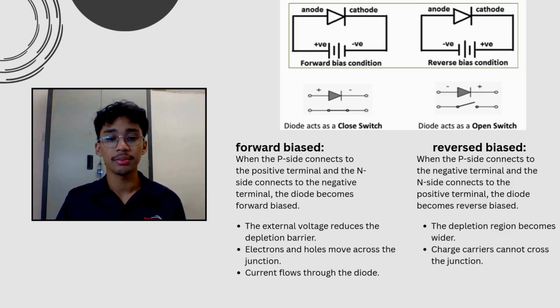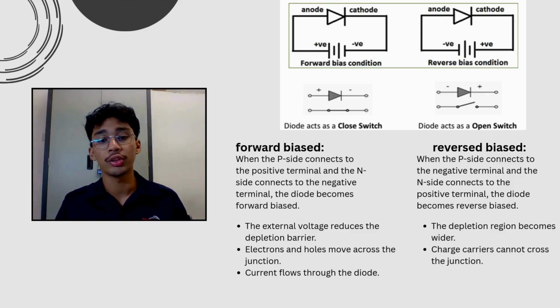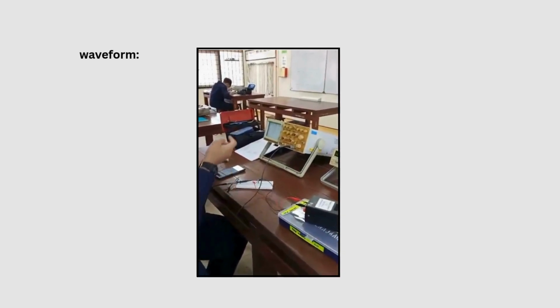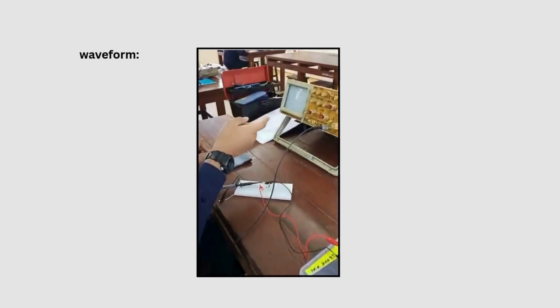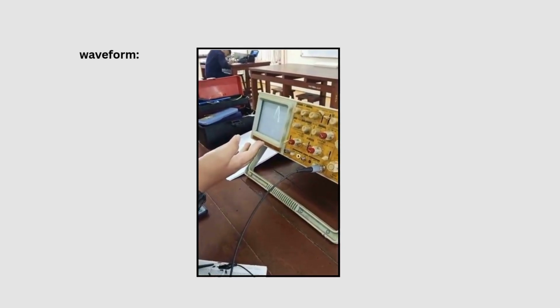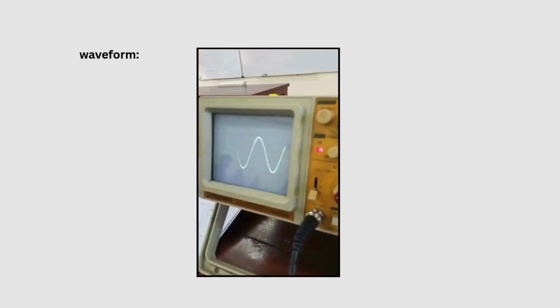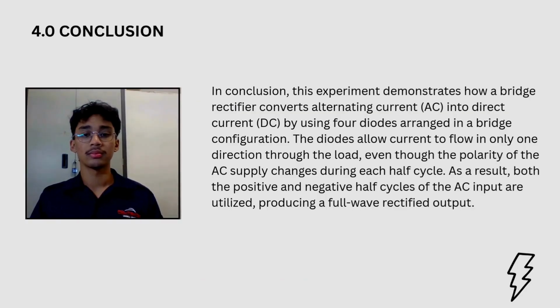This characteristic makes diodes very important in many electronic circuits, especially rectifier circuits, where they are used to convert alternating current AC into direct current DC. After we assemble our bridge rectifier and connect it to the power supply and to the oscilloscope, we should get two waveforms. First, we get the half waveform from the top, and second, we are going to get a full waveform like this.